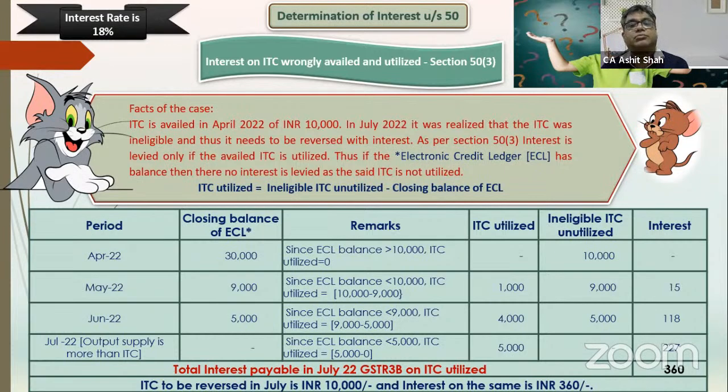Ashit bhai, one more query. Dealer had filed return late. Tax liability is on account of ocean freight on RCM basis. Now that it is clarified by Supreme Court.